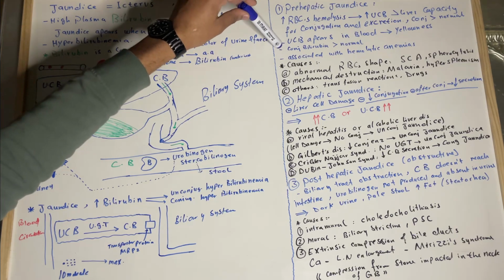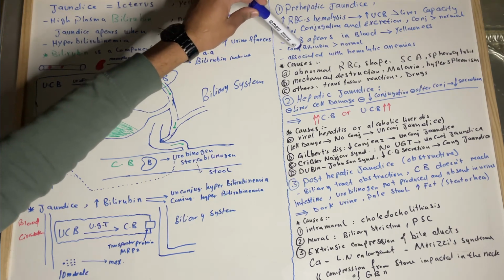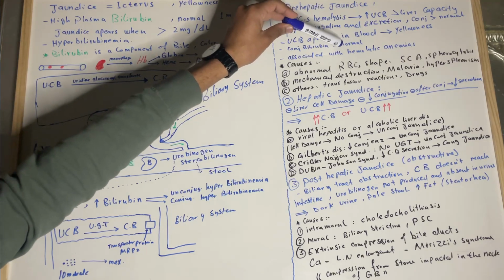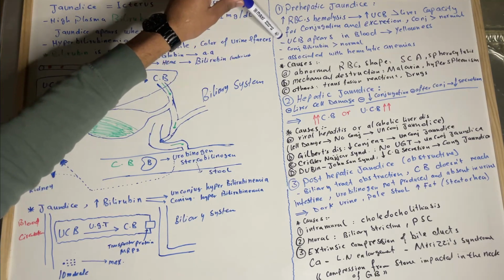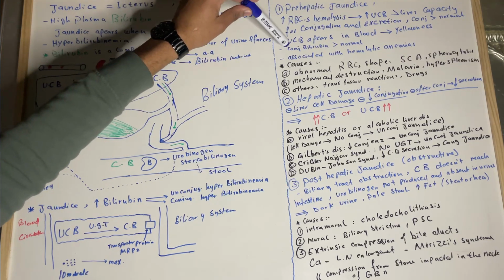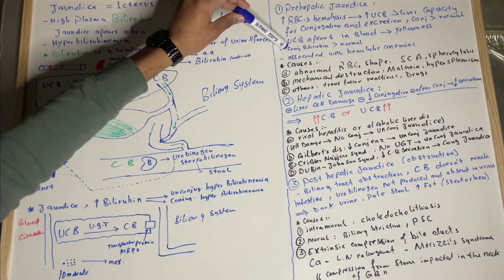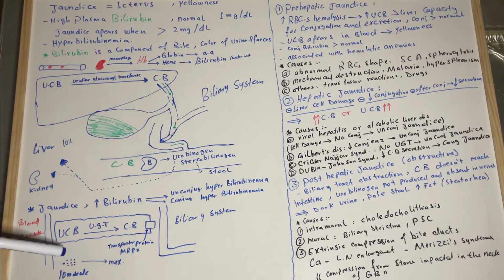But also, in this state, we have conjugated bilirubin higher than normal, because the liver here is working at its full capacity. For example, if the maximum capacity of the liver is to process 10 molecules of unconjugated bilirubin, in this state it works at its full capacity. So even the conjugated bilirubin is higher than normal here.